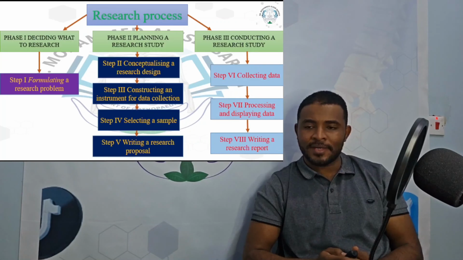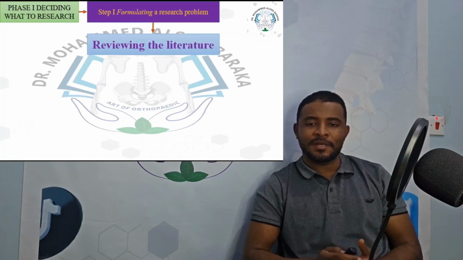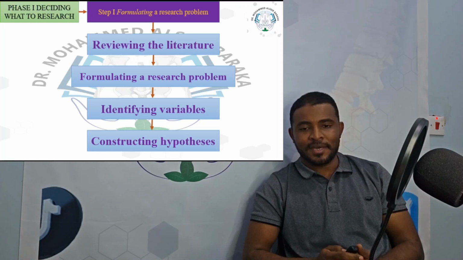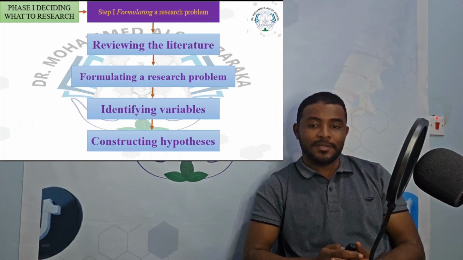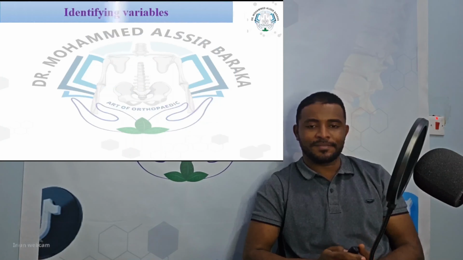In phase 1, deciding what to research, as I said, is how to formulate a research problem. To formulate a research problem, there are also steps: review the literature, already discussed in the previous lecture, and formulate the research problem. After that, identify your variables and construct a research hypothesis. Today, we are going to talk about identifying variables.